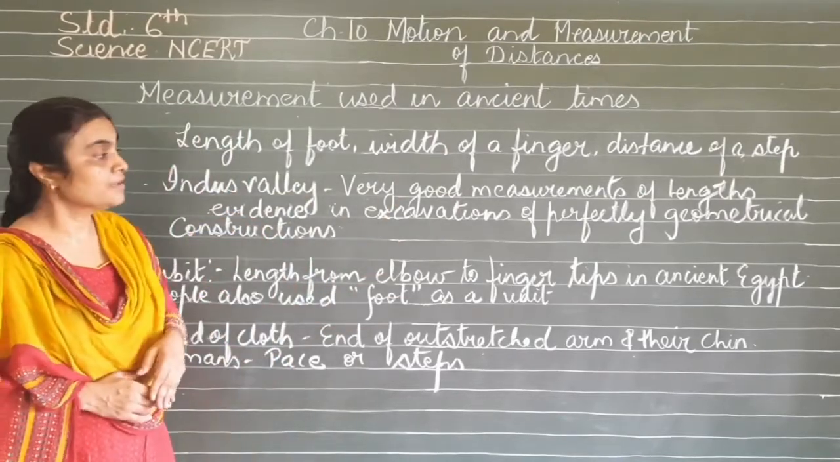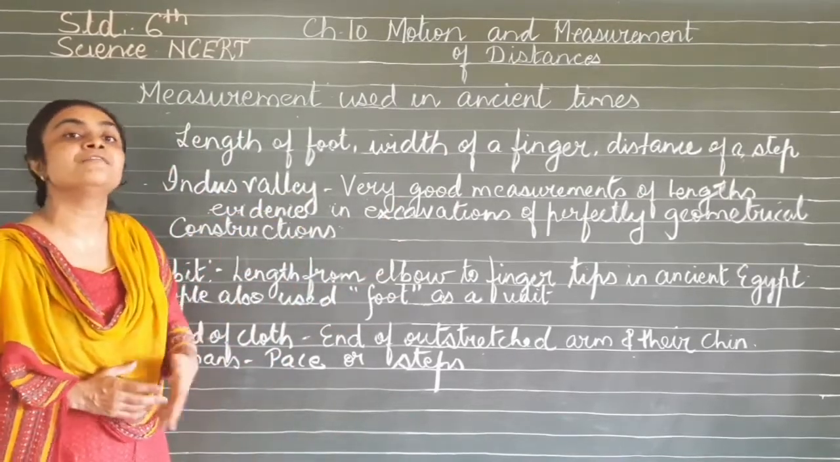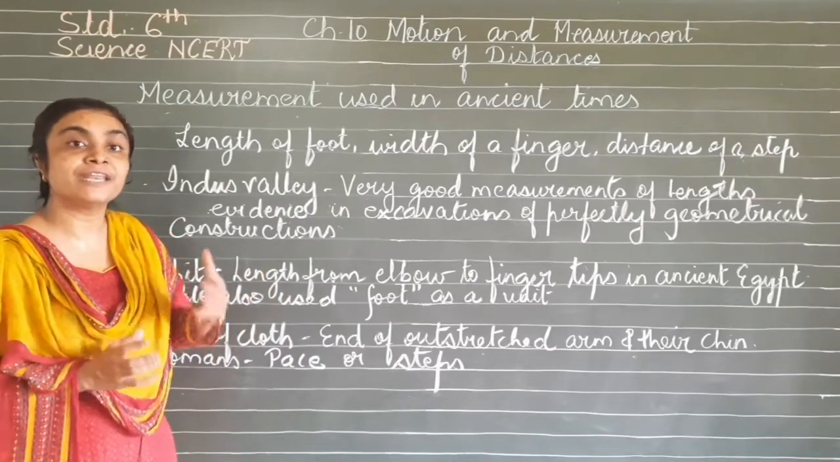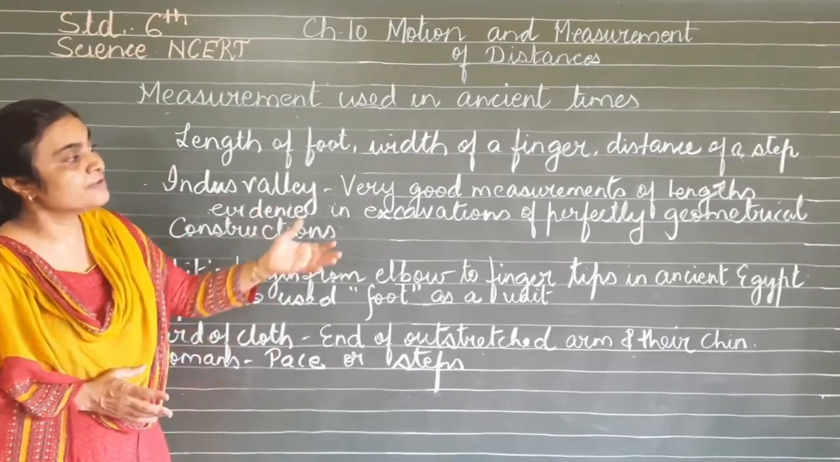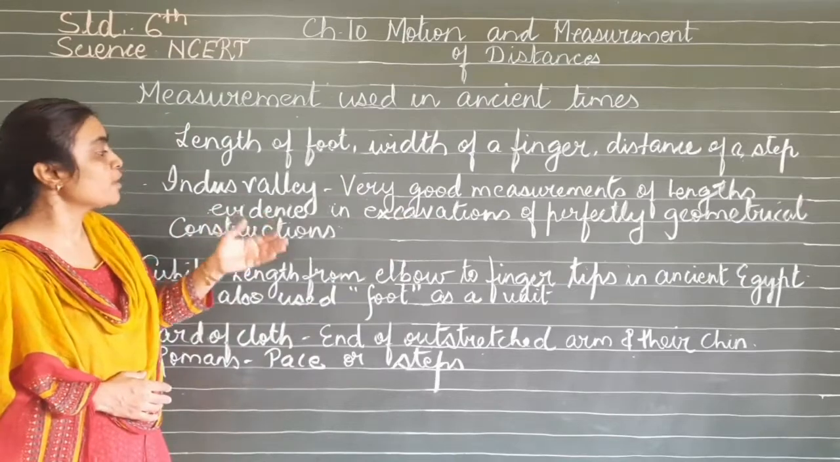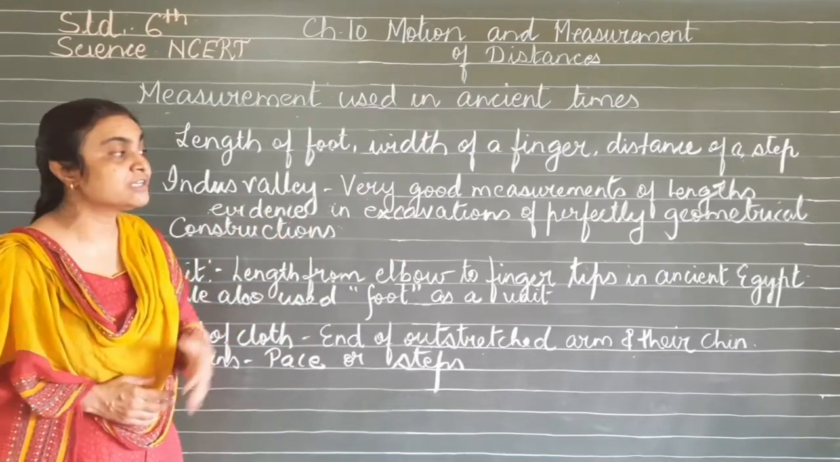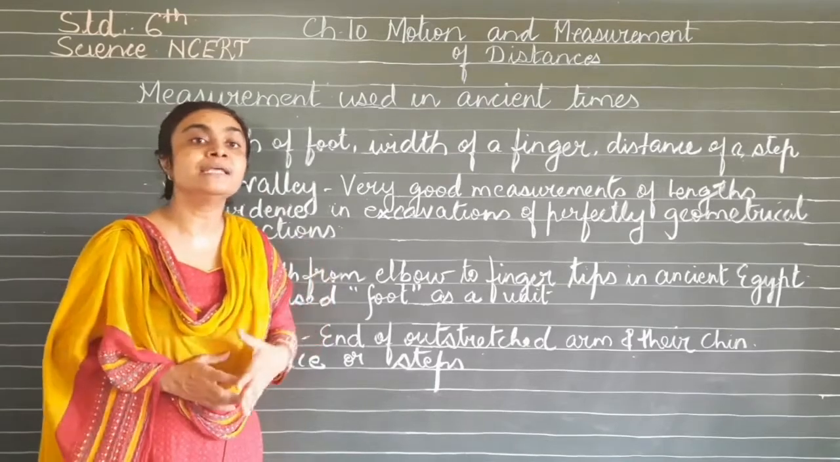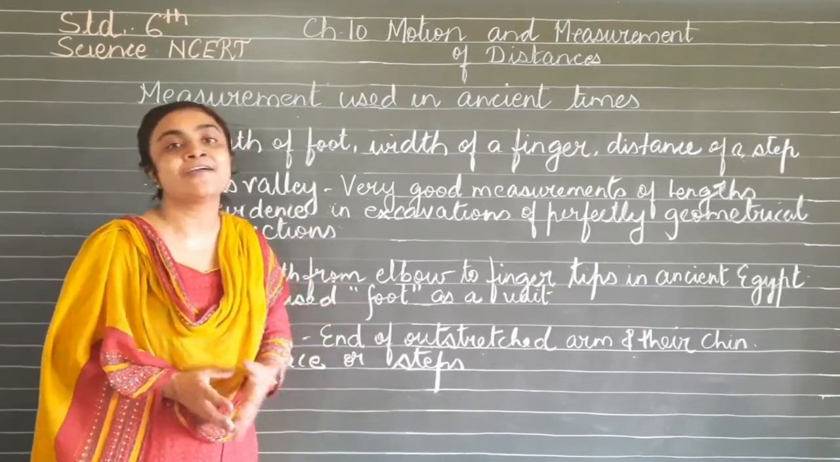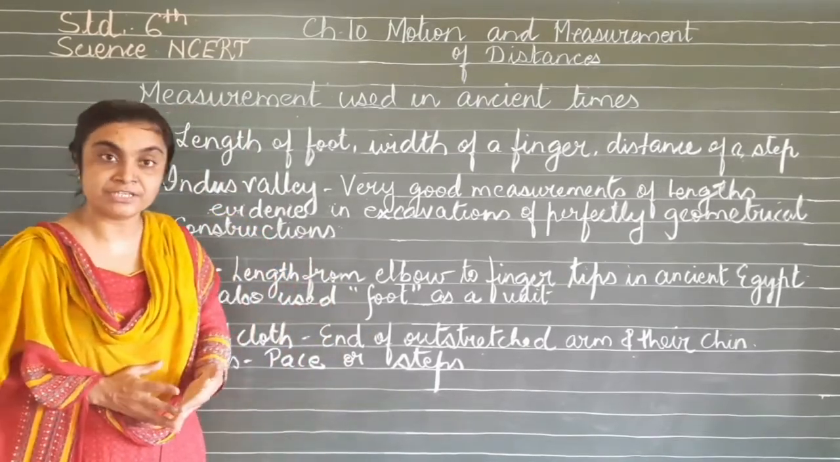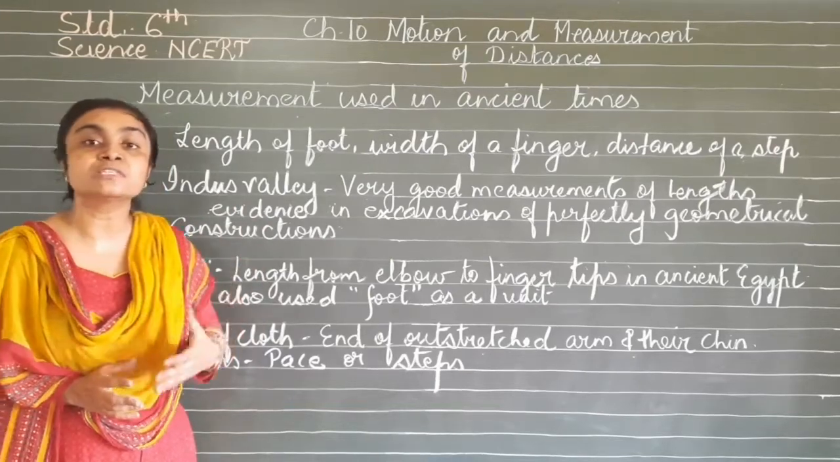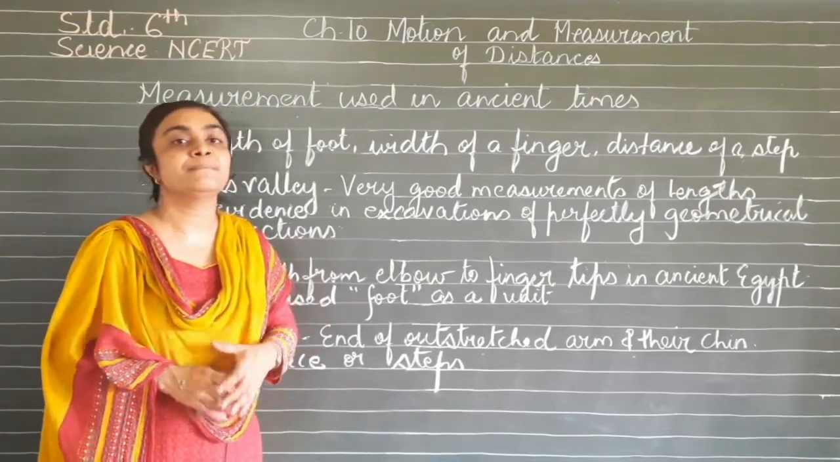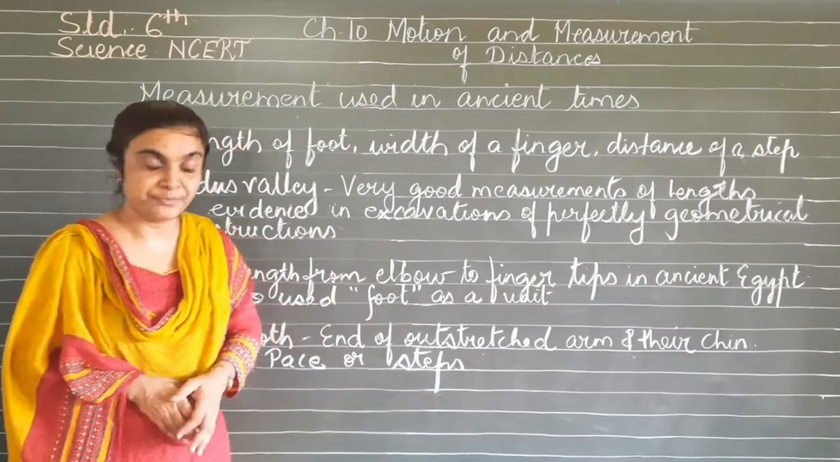In this way, we can see very good, proper measurements of length from their excavation, because of the evidence of their perfectly geometrical construction. Whatever buildings and things they made, we can see in their excavation. So in this valley, they used different body parts very well in their construction.